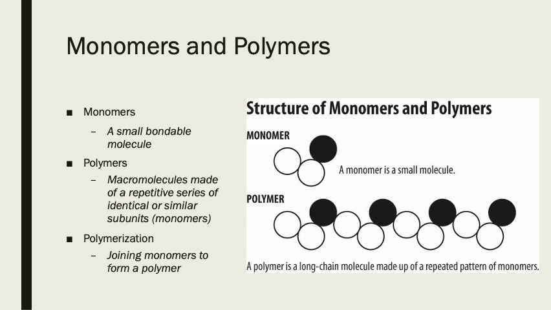So remember, the macromolecules are all polymers. So macromolecules, carbs, lipids, proteins, and nucleic acids, are all these chains of monomers that are attached together.